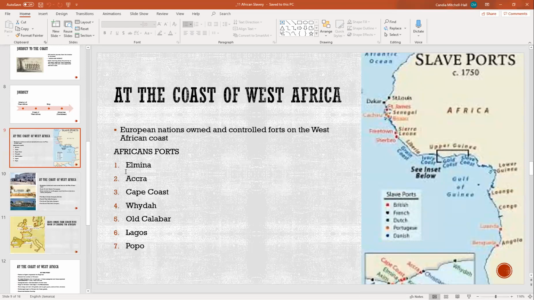You have Elmina, Accra, Cape Coast, Whydah, Old Calabar, Lagos, Popo, right? So these are the names of some of the forts in West Africa. Please know the names of some of the forts because they do ask you questions in the exam to name one or two of the forts, right? So at least know two of the forts in West Africa.